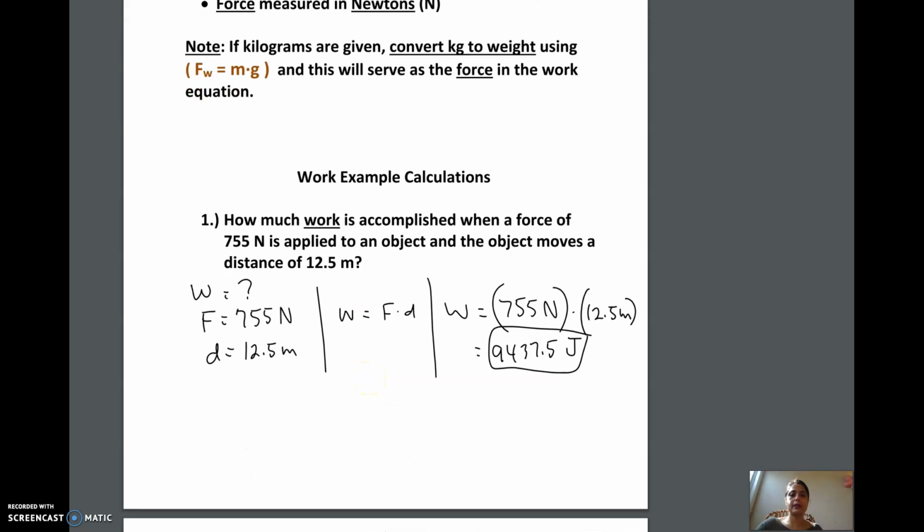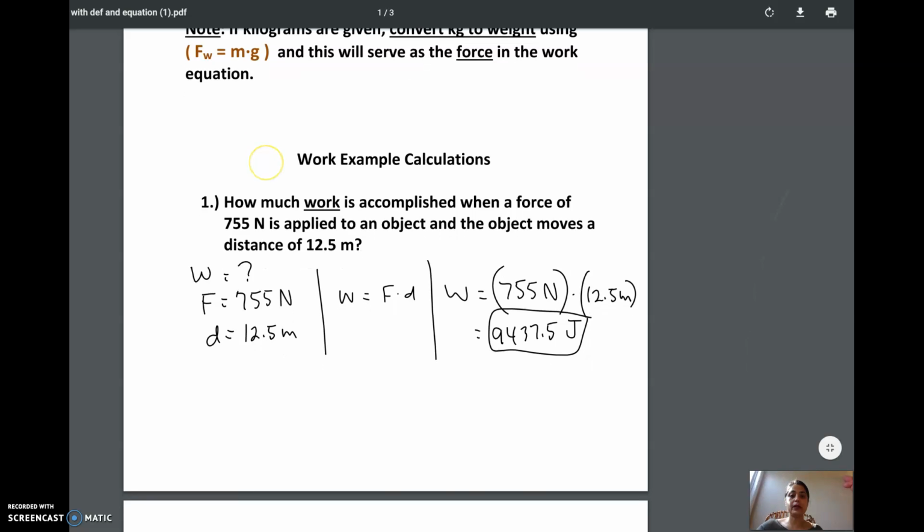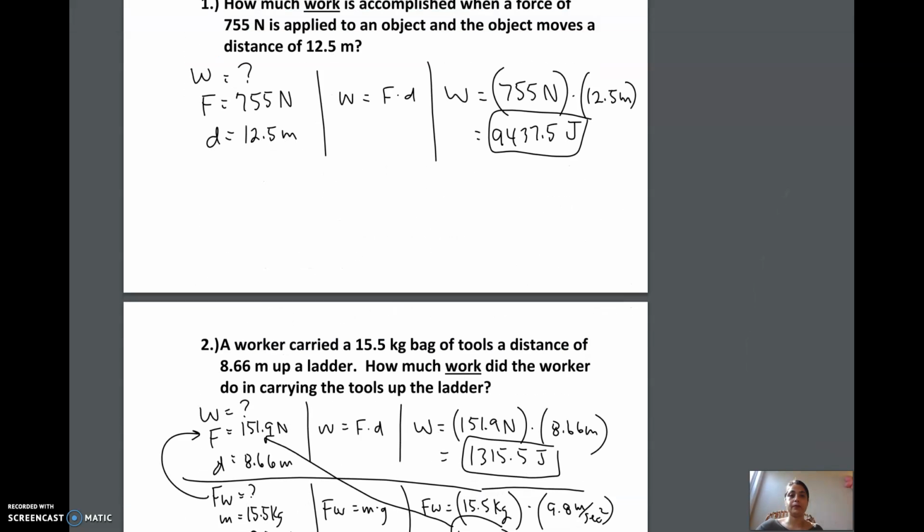Here's some examples, and Mr. Rigdon is the one who did these examples, and I really appreciate it. The other thing is, if you are not given a force in the problem, all right, what you need to do is you need to take the gravity and multiply with the mass that's given to you. Okay, so don't forget that the force has to be given.